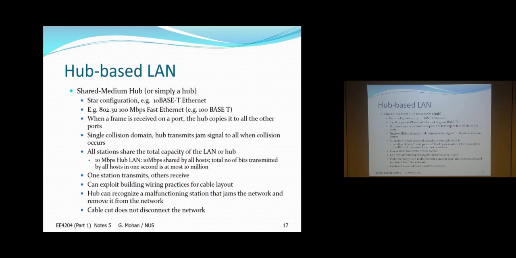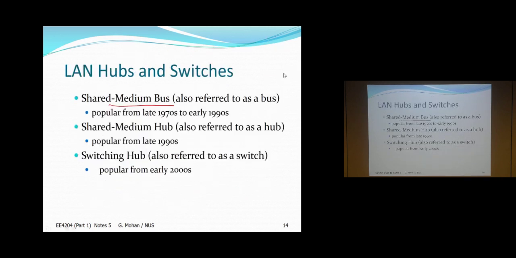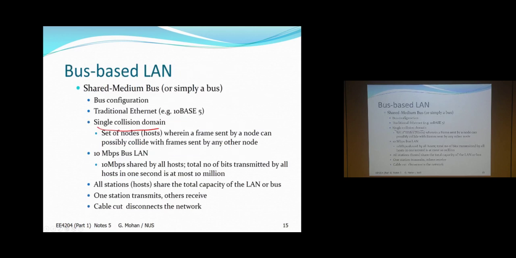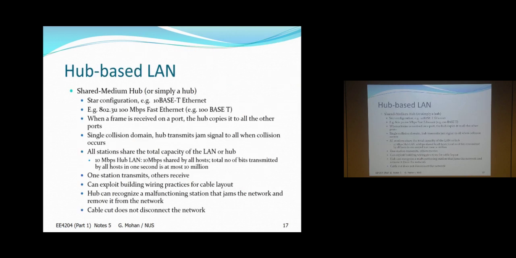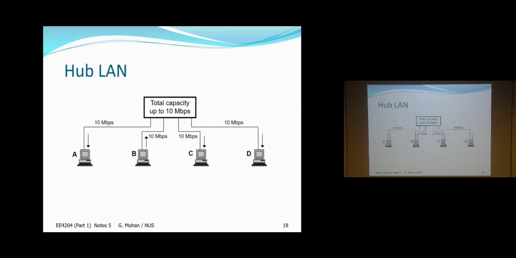Next evolved what is called the hub-based LAN. This was popular from, let's say, the late 1990s. The configuration is slightly different. Instead of having a single cable along the walls, it has a small box called a hub, which has multiple ports, and the hub can be put in a room or lab or office somewhere according to the convenience of the configuration of the cables. To that hub, all these hosts A, B, C, D will be connected. This we call a star connected topology compared to the linear bus. You can see here that the distance between any two hosts is more or less the same.